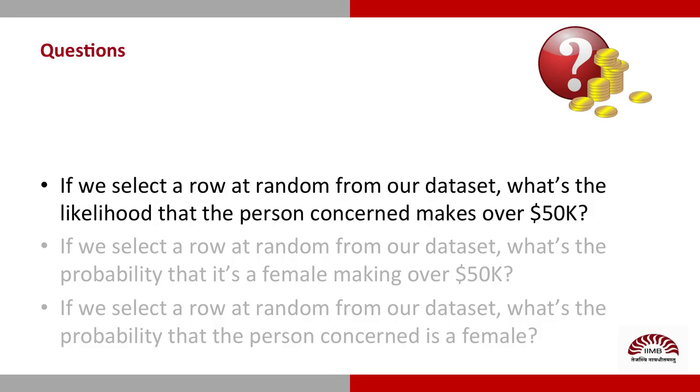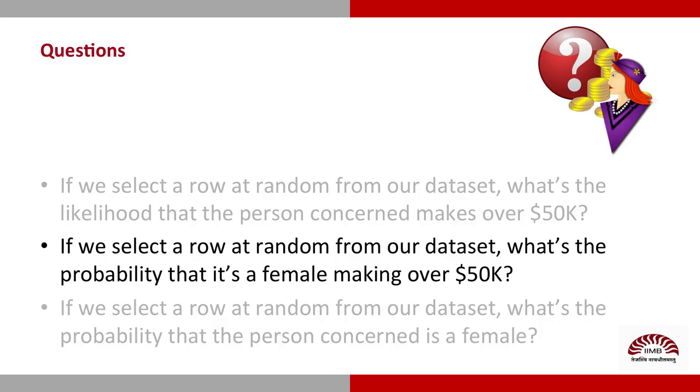We're going to make use of this cleaned up data set in the analysis tab as supporting evidence for our questions. Here are some starters. If we select a row at random from our data set, what's the likelihood that the person concerned makes over 50K? This question will motivate our working definition of probability. Next, if we select a row at random from our data set, what's the probability that it's a female making over 50K? We'll build a pivot table and formulate the answer to this question as a joint probability.